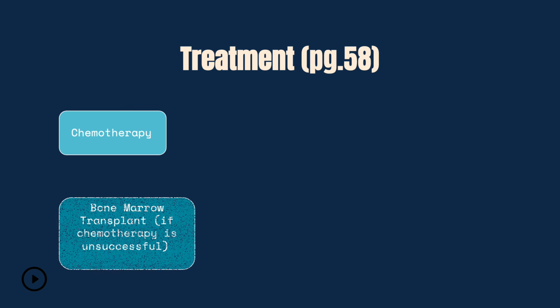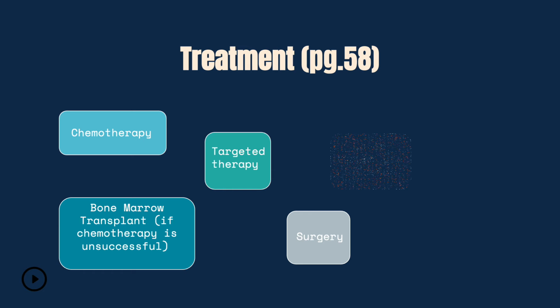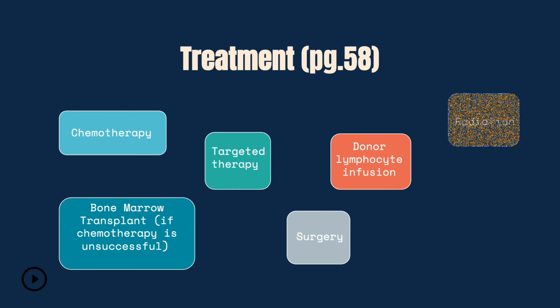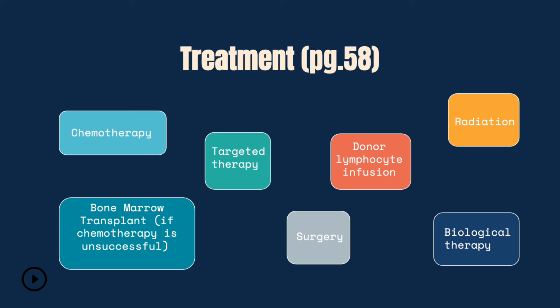So now we're going to talk about treating acute lymphoblastic leukemia. This actually includes two treatment phases: remission induction and post-remission. Treatment for this is going to include chemotherapy, and a bone marrow transplant if chemotherapy is not successful. You can also consider targeted therapy, stem cell transplant, surgery, a donor lymphocyte infusion, radiation, along with biological therapy, and one more thing would be prophylactic central nervous system chemotherapy.